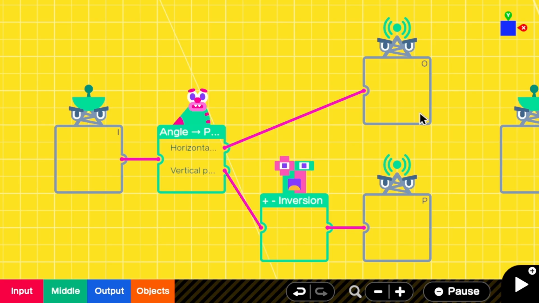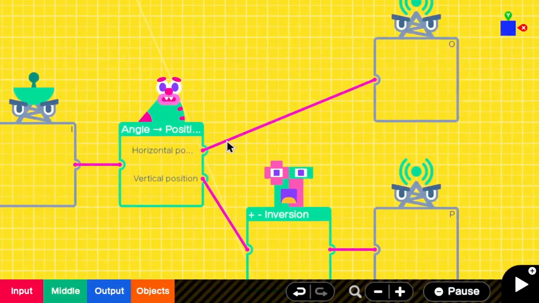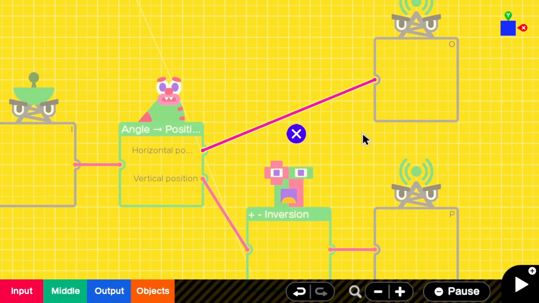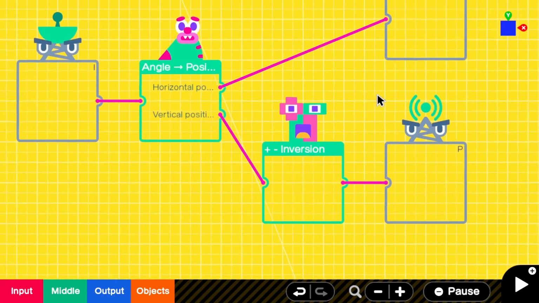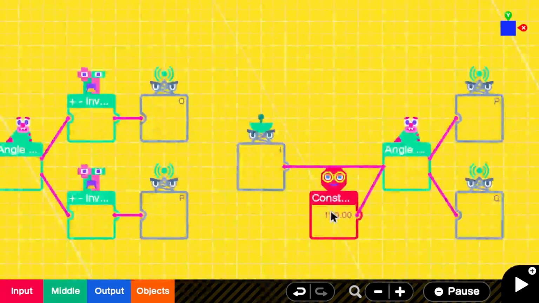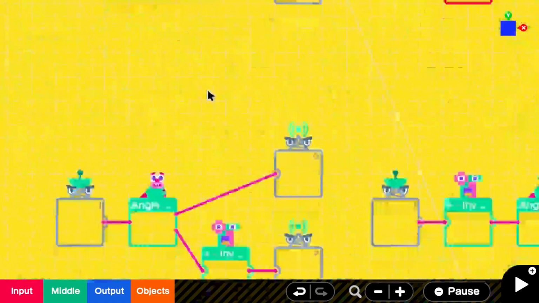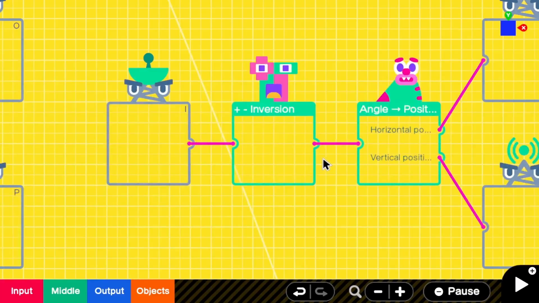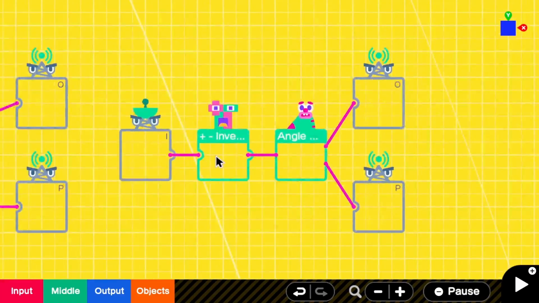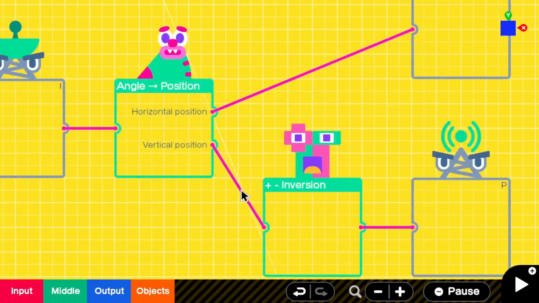Now, what if we only want to invert one output? So for example, the vertical position. So we want the horizontal position output to still be the same, but we want to invert the vertical position. Here we can't really use our previous example where we added the 180 because that would invert both of our values. So what we can do here instead is to invert the angle going into the angle to position nodon. And doing that is basically the same as inverting the vertical position output of our angle to position nodon.